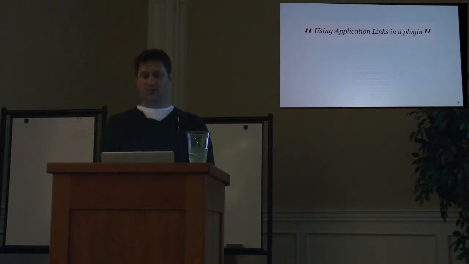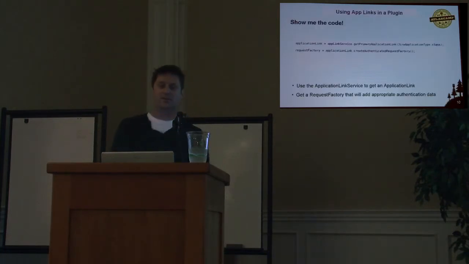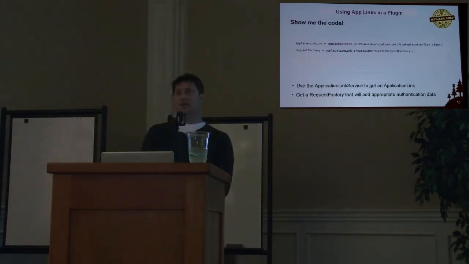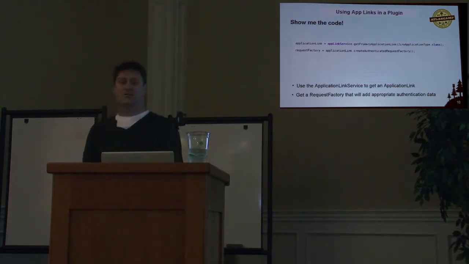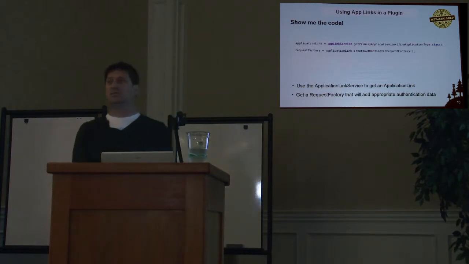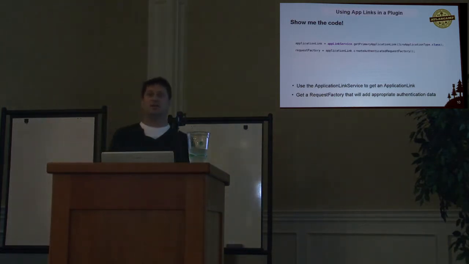Okay, we're all developers. Let's get straight into the code. So this is how you make an authenticated request to an external server. The first thing you do is you get hold of the application link service. That's just a service that you can get injected into your plugin via dependency injection.